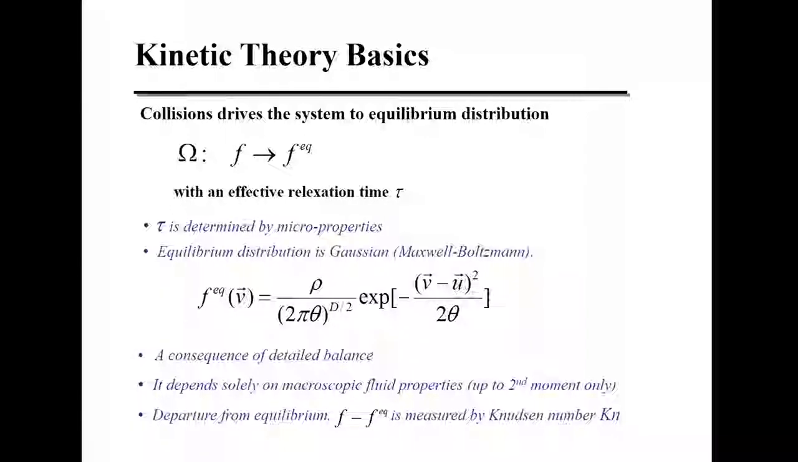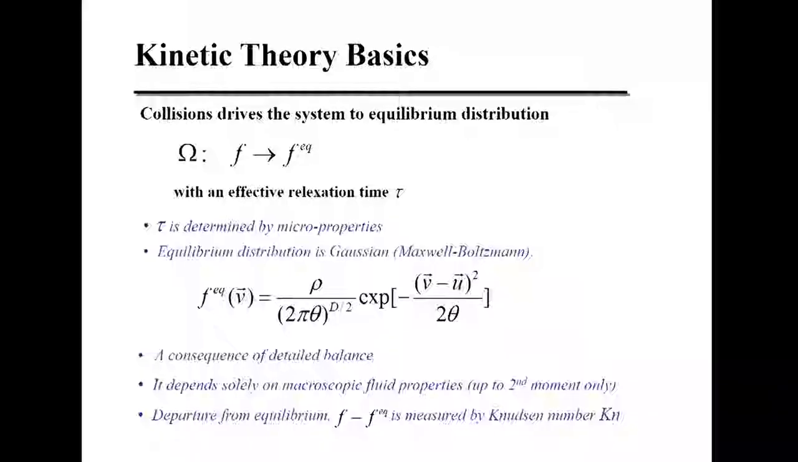Also, one interesting thing is it is fully determined by the conserved fluid properties, such as density, temperature, and fluid velocity. So when you have the three conserved quantities associated with the conservation laws, then this equilibrium distribution is fully determined. And the difference between the full distribution and the equilibrium is a measure of the deviation from equilibrium. That I will discuss is related to the Knudsen number.